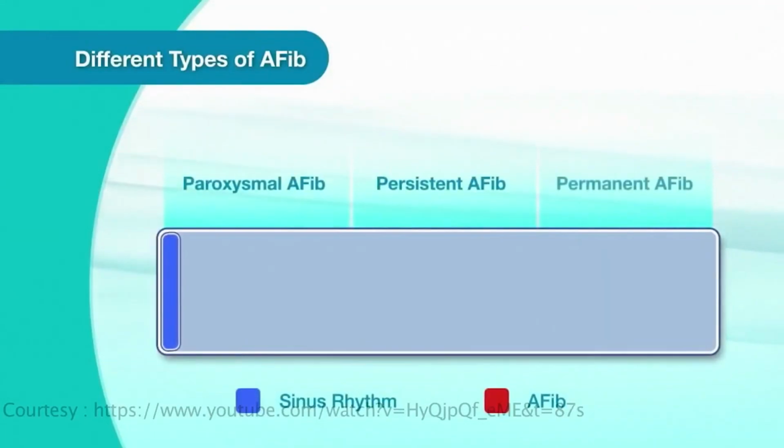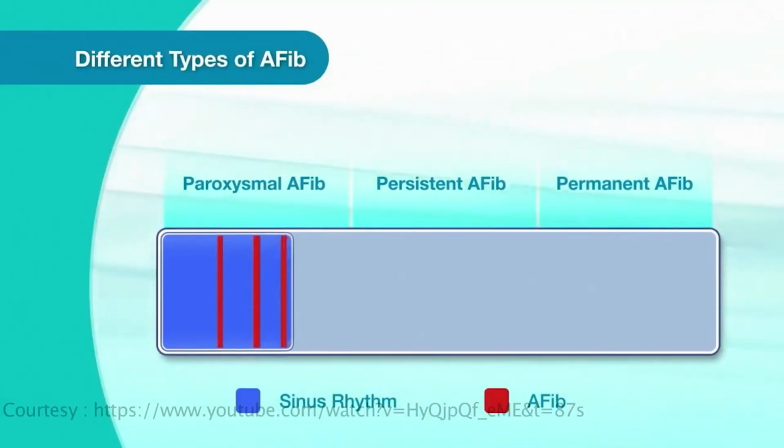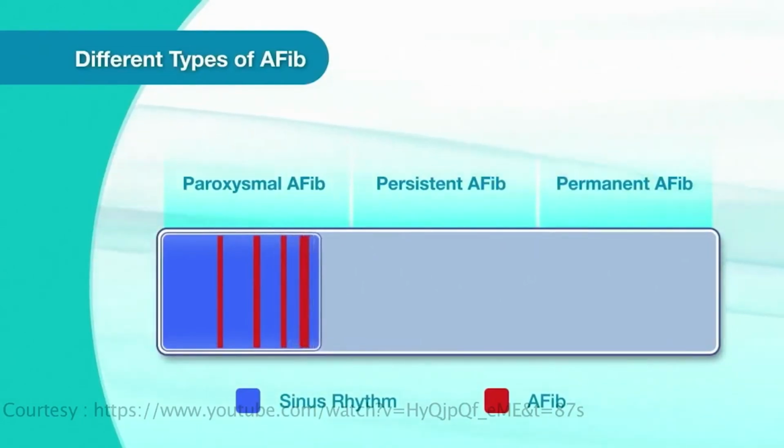AFib often gets worse as time goes on. It's important to take care of it early because the longer your heartbeat is out of rhythm, the harder it is to return to normal. In this chart, the red lines represent AFib episodes, and the blue lines represent times when the heart is in rhythm. When many patients are first diagnosed, they experience periods of AFib that may come and go. These episodes may be momentary or last for days, but generally go away on their own. This is called paroxysmal AFib.